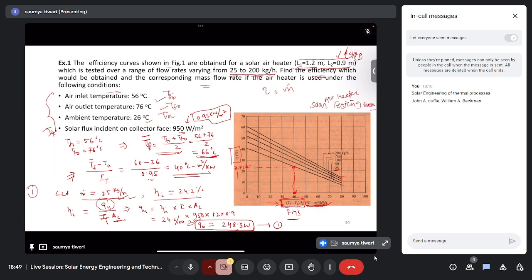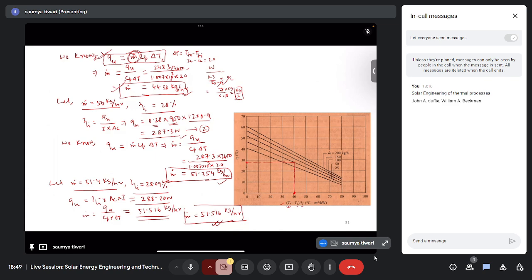For the x value of 40, we will see on this 50 kg per hour curve what the value of y is, that is the efficiency. From that we'll calculate the q useful, and from there we can calculate the mass flow rate value. We'll see that the mass flow rate that we assumed was 50 kg per hour, and the value we are getting after calculation was 51.354 kg per hour. So it's not exact, but it's similar, right? We are approaching our answer.